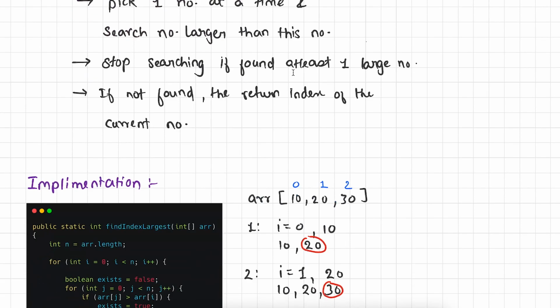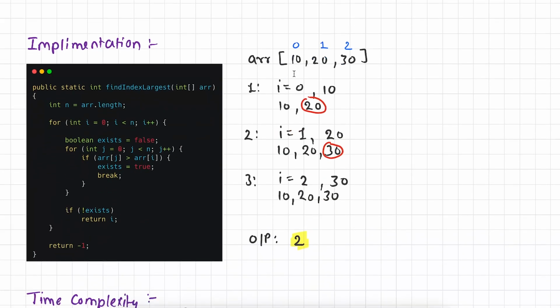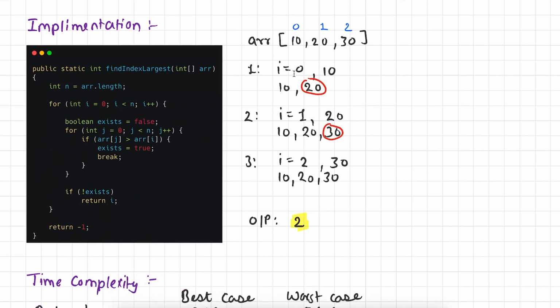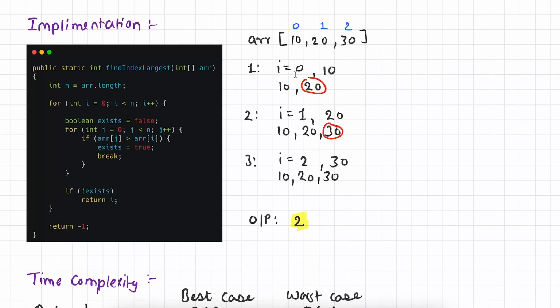Now let's see the implementation of this brute force approach. Here we have a function, and this function takes an array as input. In the first statement of this function, we are simply getting the length of the array. As arrays are objects in Java, we use the length property to get the number of elements present in the array, so that it helps us run a loop over all the elements. After this statement, we are running a loop from 0 to less than n for all the elements present in the array.